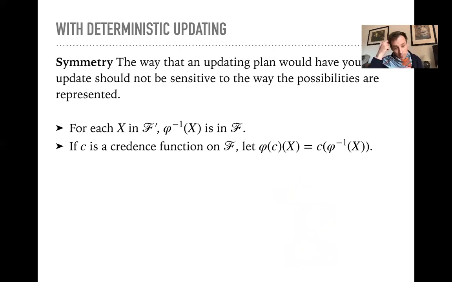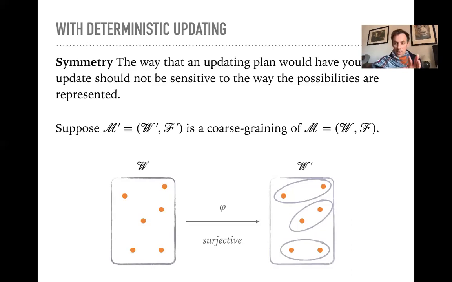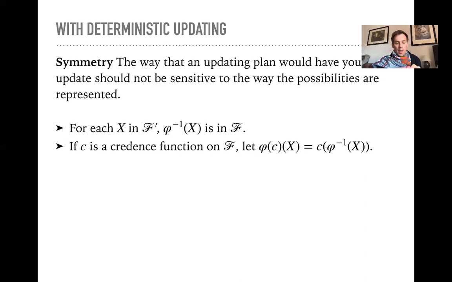And we've got a couple of assumptions here. You've also got to say something about how the two algebras are related. And the thing that we assume is just that for any proposition that's in F prime, the inverse image of that proposition is in F.